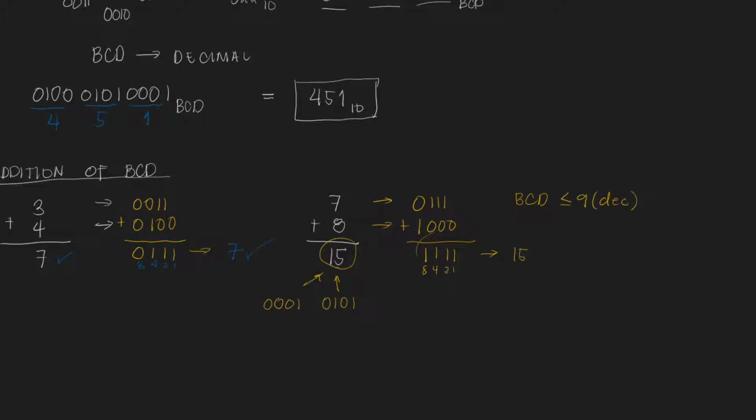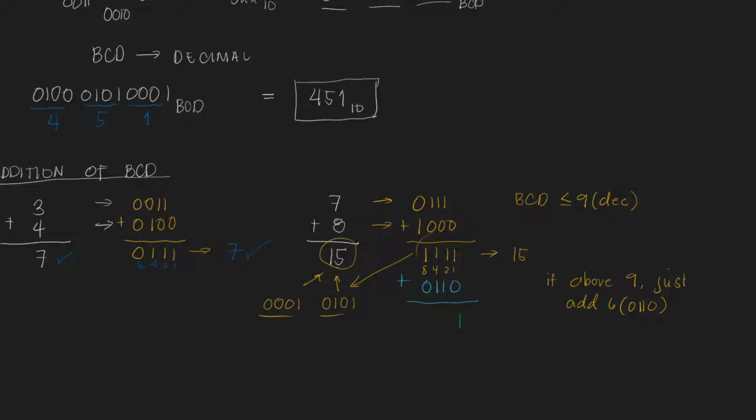So to correct this kind of error, if the digit is above 9, just add 6. The binary equivalent of 6 is 0, 1, 1, 0. Because this is an invalid BCD digit for 15, we need to add 6. So what we're going to do, we add 0, 1, 1, 0. Then we get the sum.